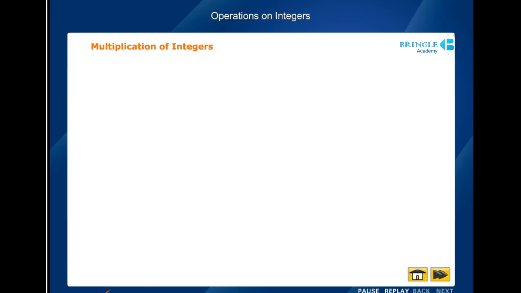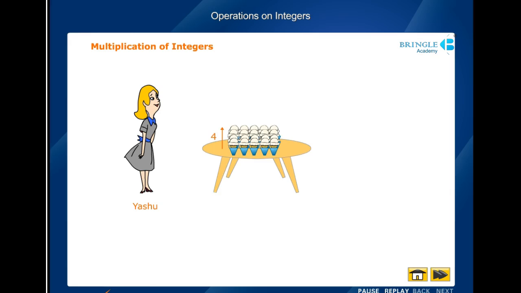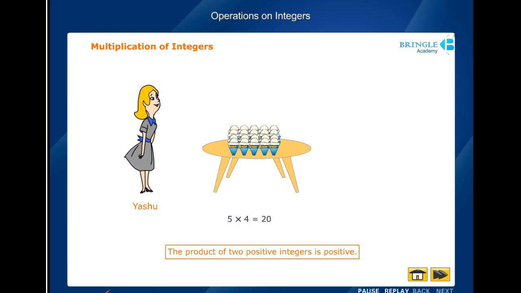Multiplication of integers. Yashu placed 4 rows of ice cream on the table, each row containing 5 ice creams each. She is eager to know the number of ice creams she has. We shall help her. The number of ice creams on the table is equal to the product of the number of rows, that is 4, and the number of ice creams in each row, that is 5. Therefore, the total number of ice creams is equal to 5 into 4, that is 20. Thus, the product of two positive integers is positive.